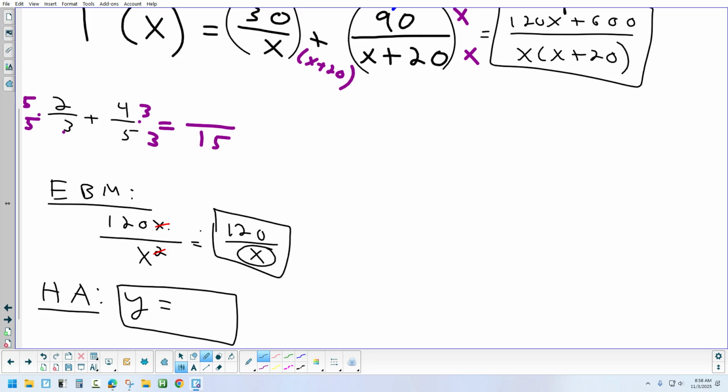The bottom is getting bigger, and when the bottom of a fraction gets bigger and bigger, what happens to the whole fraction? The whole thing gets smaller. Smaller and getting closer to what? Zero. Will it ever reach zero? No. Even if you take 120 and divide it by 600 billion, it's not zero, but it's getting closer to it. So that's your horizontal asymptote.